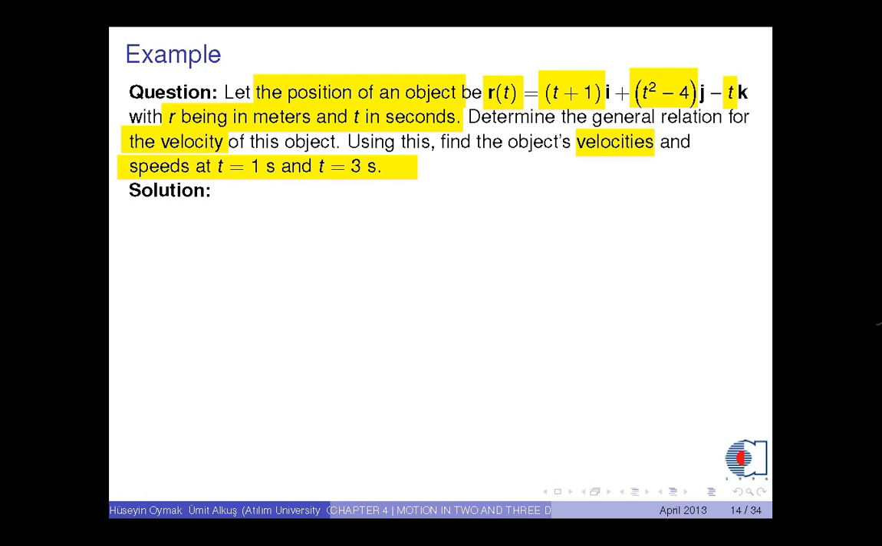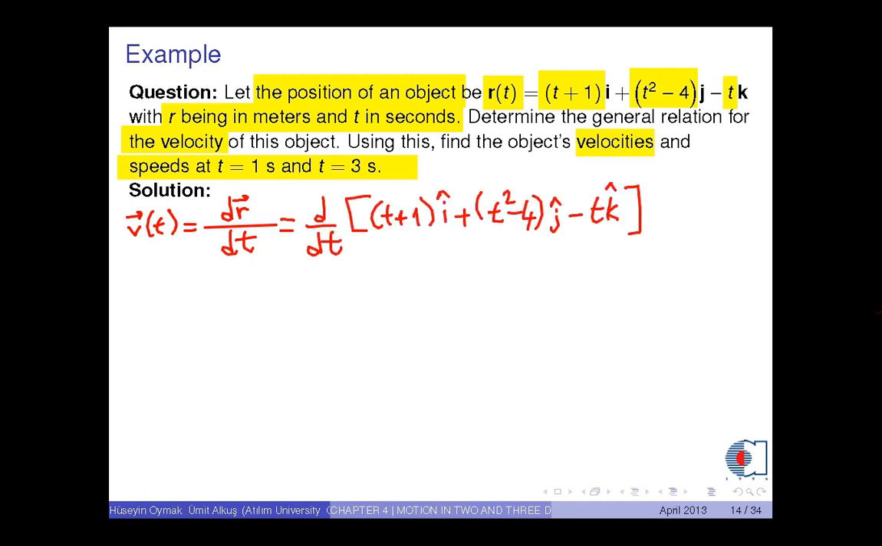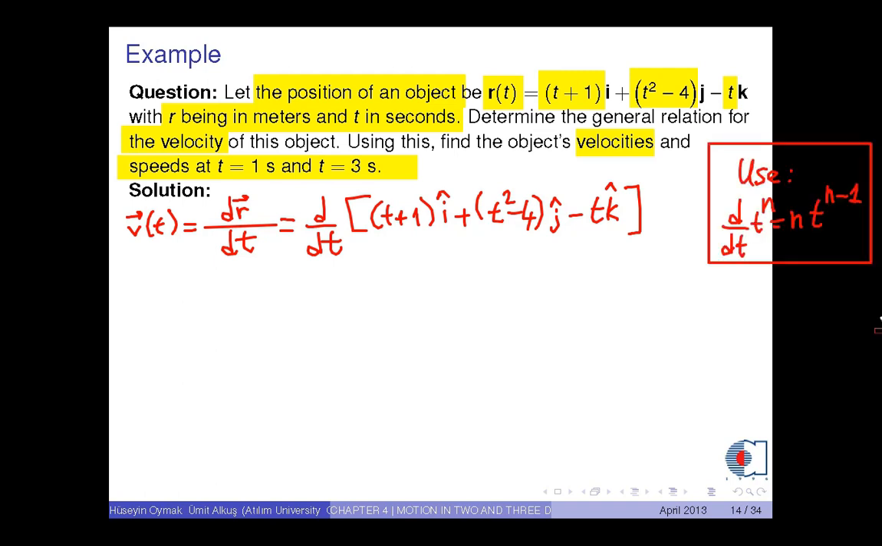The general relation for the velocity of this object is determined as v(t) = dr/dt = d/dt[(t + 1)i + (t² − 4)j − tk]. That is, i + 2tj − k meter per second.